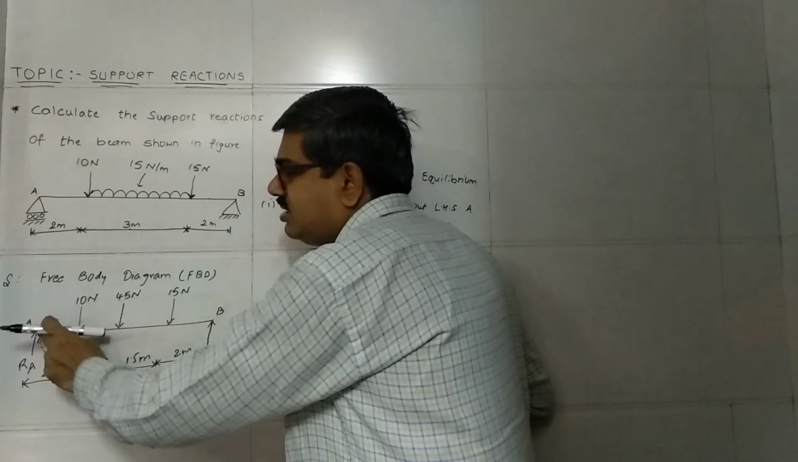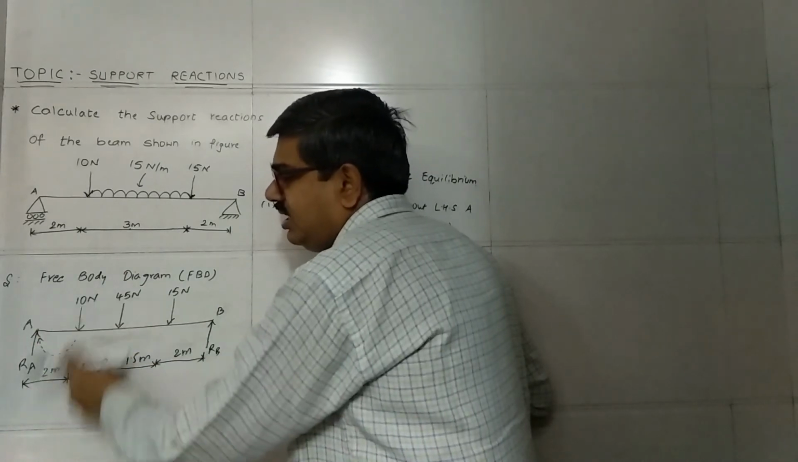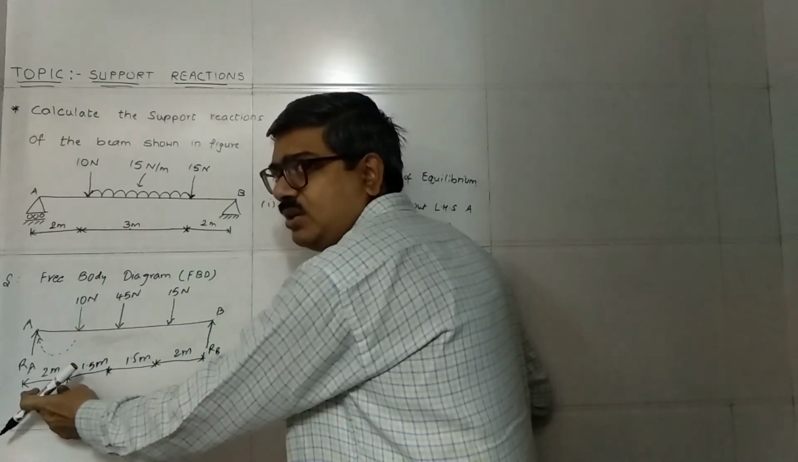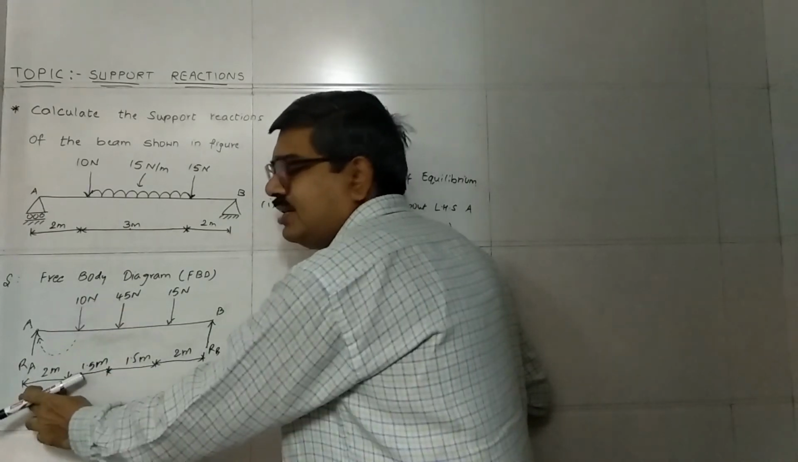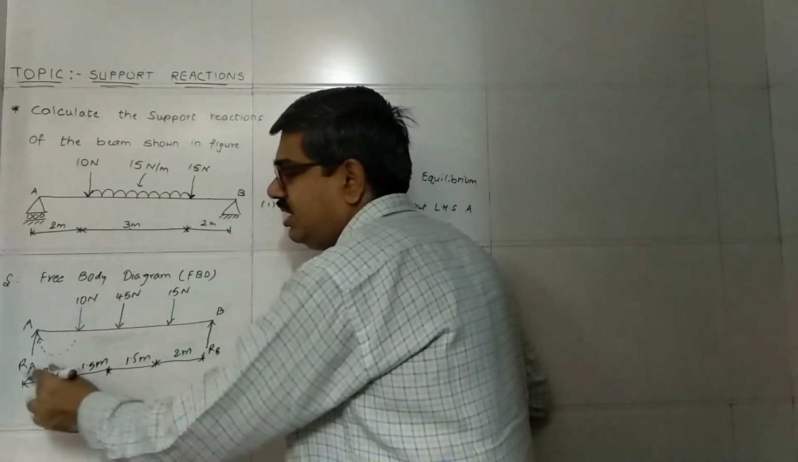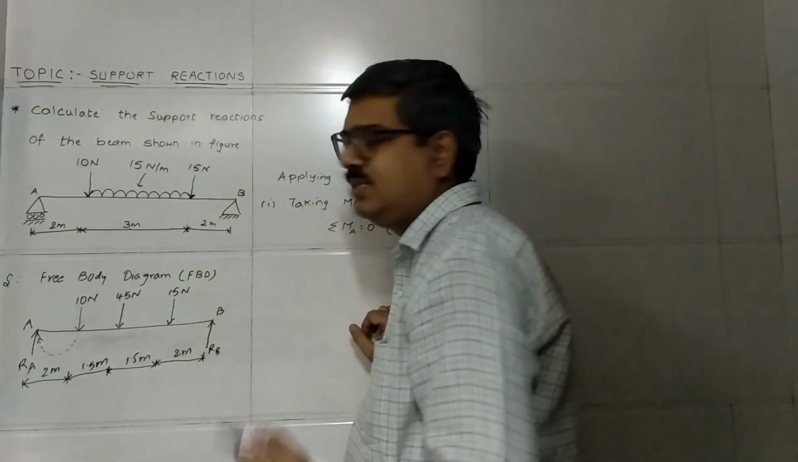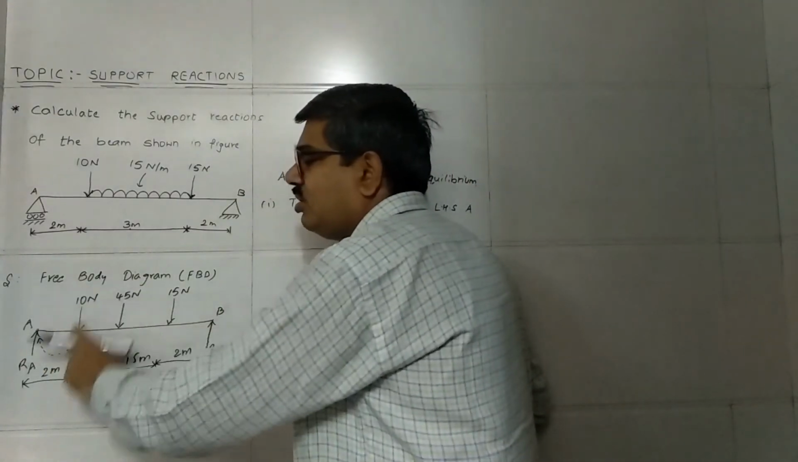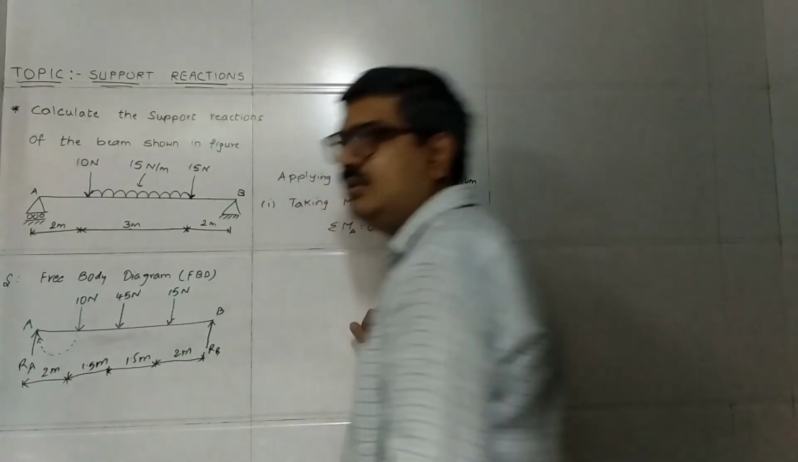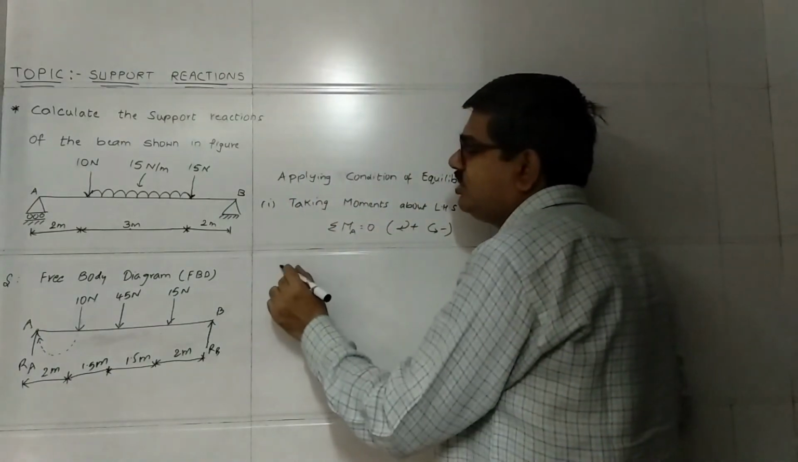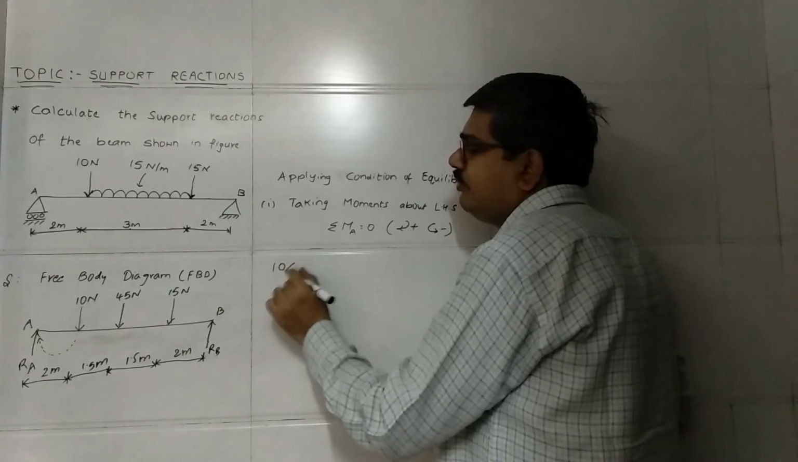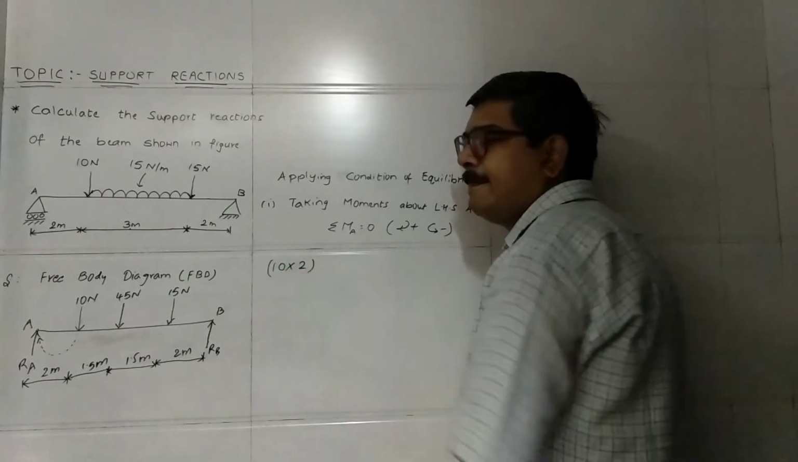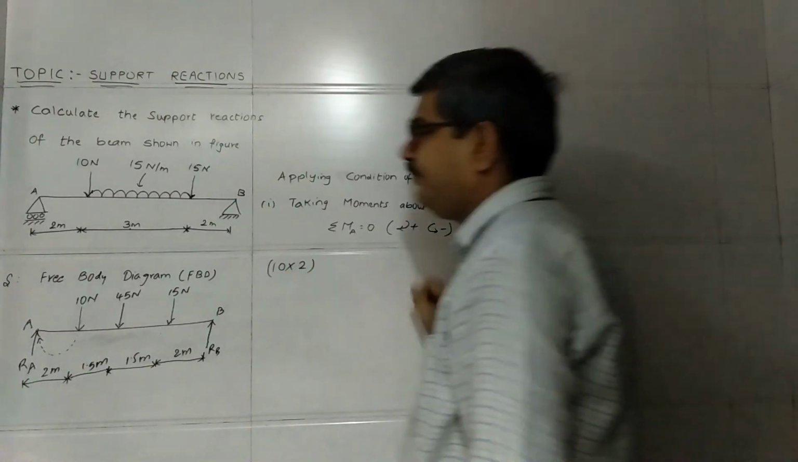What is the distance between point A and the 10 Newton force? 2 meters. Perpendicular distance is 2 meters. So multiply this force into this distance. So 10 into 2, that is the moment. And since it is turning in clockwise direction towards point A, it will be positive in nature. 10 into 2, we will keep this in brackets since it is clockwise, positive.